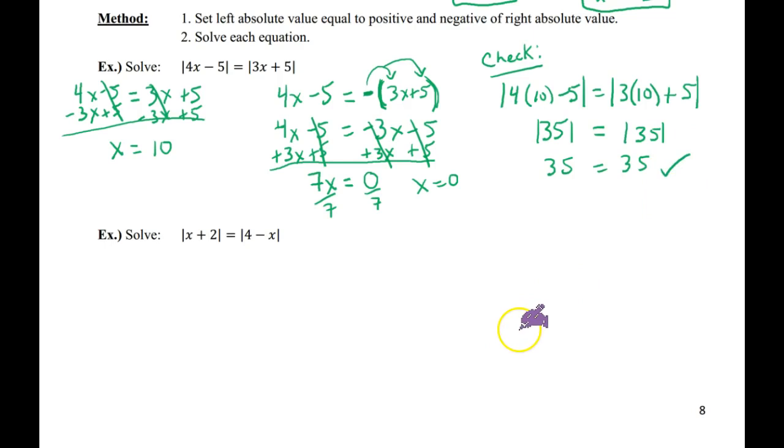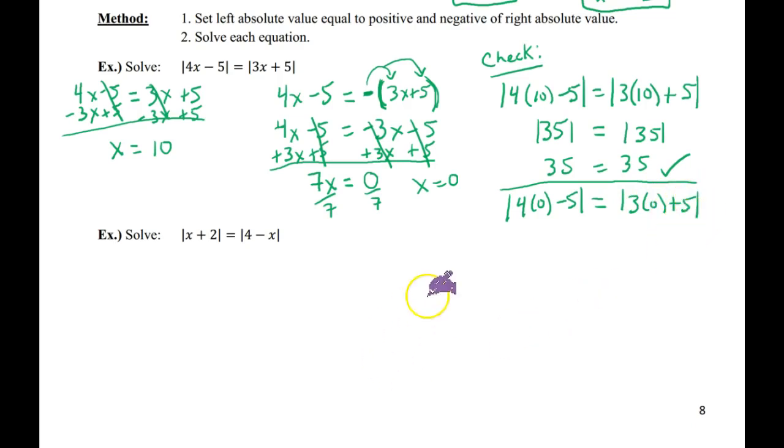So that works. If I plugged in 0, it's the same idea. 4 times 0 minus 5. Does that equal 3 times 0 plus 5? Taking the absolute value of those quantities, 4 times 0 is 0 and 3 times 0 is 0. We'll be left with the absolute value of negative 5 equals the absolute value of positive 5, which is true, right? The absolute value of negative 5 is 5, and the absolute value of positive 5 is 5. So that checks out as well. Alright, try the next example on your own.